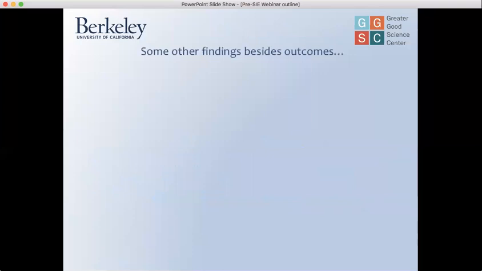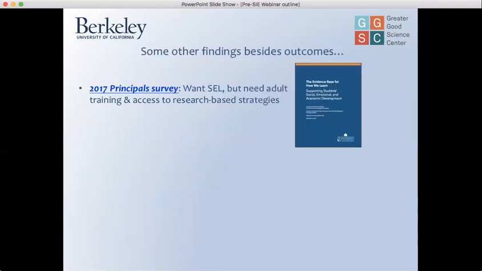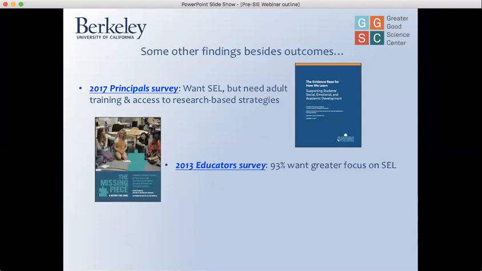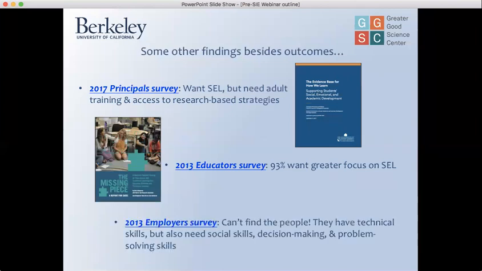So just to mention some other findings besides the outcomes mentioned. In a 2017 report, school principals say SEL is essential and would actually help them build a positive school climate, improve the relationships between teachers and students, and decrease bullying. But they really need training for teachers, and they need access to research-based strategies. In another report published in 2013 that was commissioned by CASEL, they found that 93% of teachers in the United States wanted greater focus on SEL in schools. And it is pretty amazing. In the last couple of years, this field has just exploded. So this is actually happening. And then finally, a 2013 survey of 704 employers said they just couldn't find the people. They couldn't find employees. They said candidates had technical skills, but they needed social skills and decision-making and problem-solving skills. So just pointing to the importance of SEL.